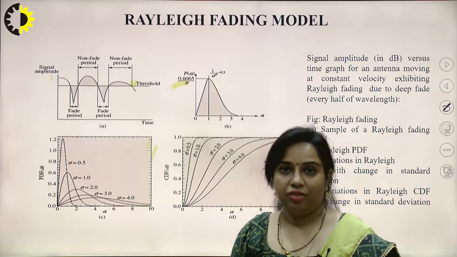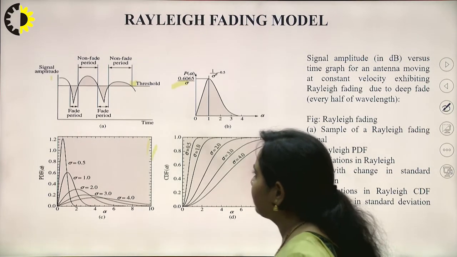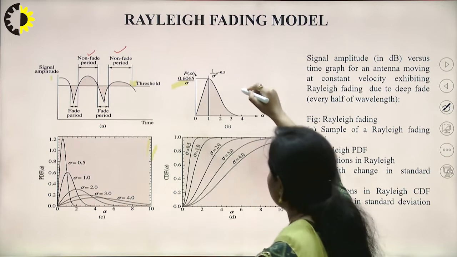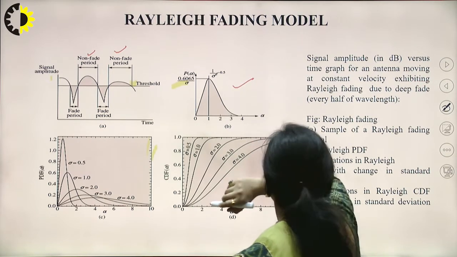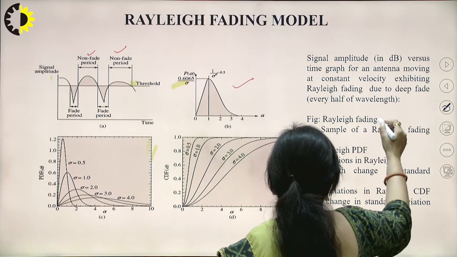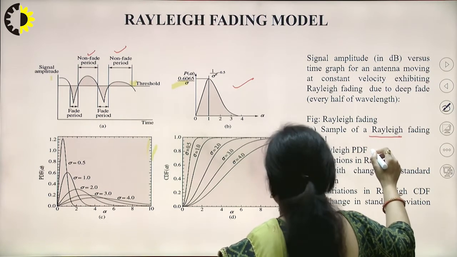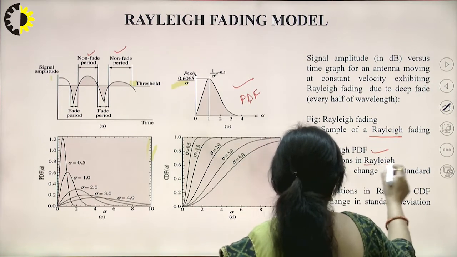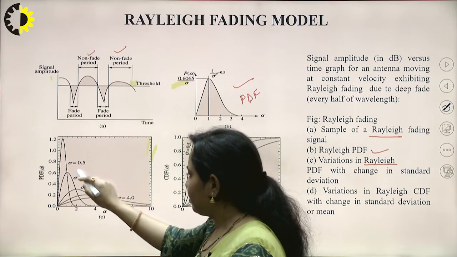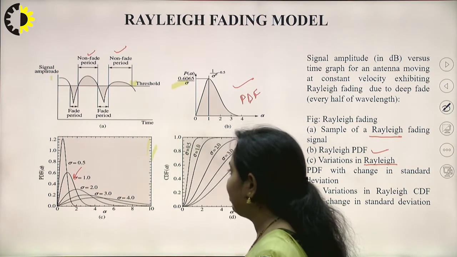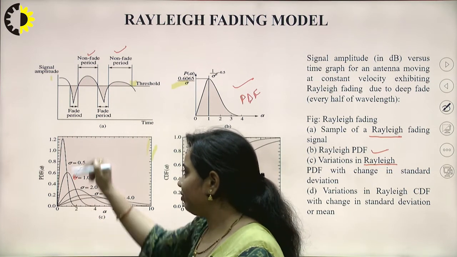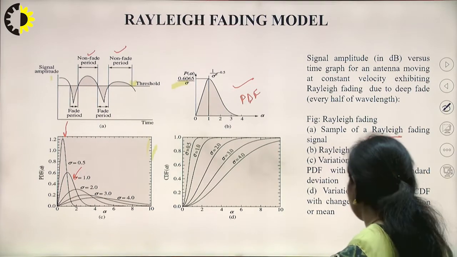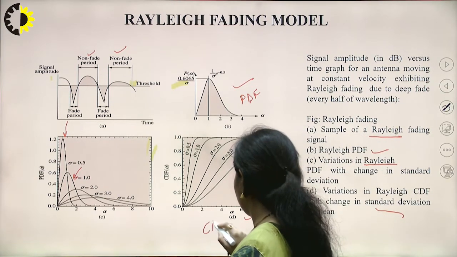Now next is the Rayleigh fading model. You can see over here that this is the fading duration, this is the non-fade duration for the Rayleigh distribution. This is the probability density function, and this is a sample of Rayleigh fading. Then this one is the PDF. You can see the variations in the Rayleigh with the different values of sigma. I have shown up to this point, sigma is equal to 1. When sigma is 0.5, meaning less than 1, it will show the highest peak. Then variations in Rayleigh CDF with change in standard deviation or mean. So this is the CDF.